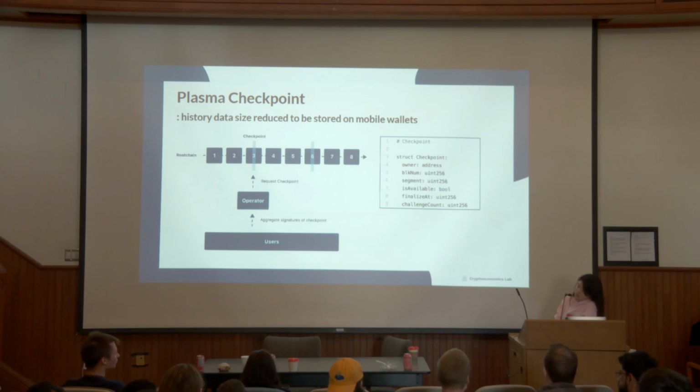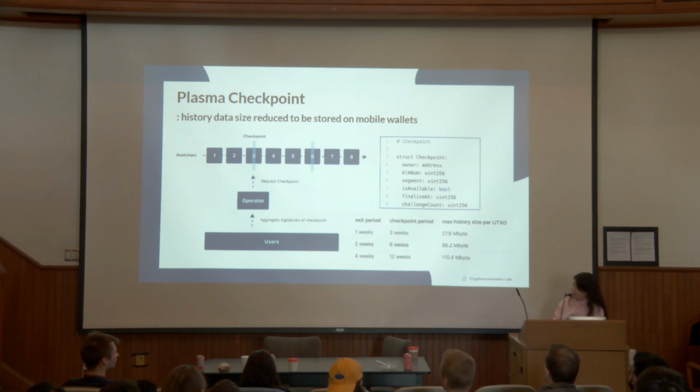Without getting everyone's consensus. To answer the question, a challenge period is needed to contest the current state. If no one shows that the state is invalid during the period, then the checkpoint is finalized. In our implementation, the checkpoint period is set 3 times longer than the exit period. So with these periods, the history data size on each wallet will be reduced.